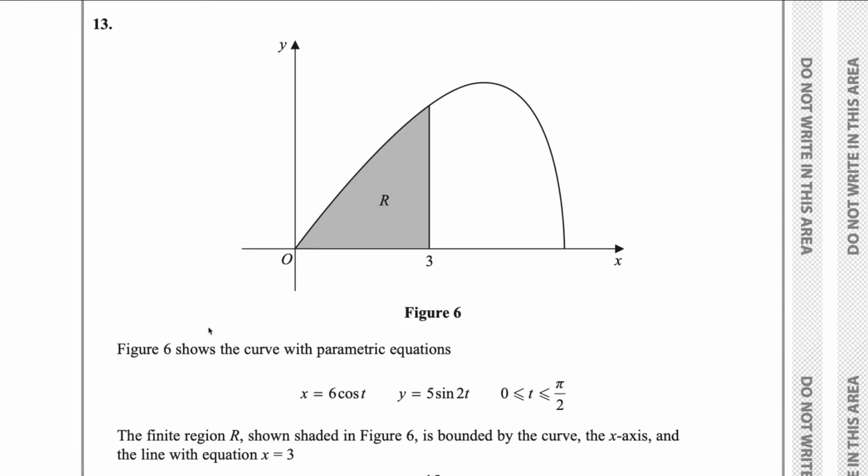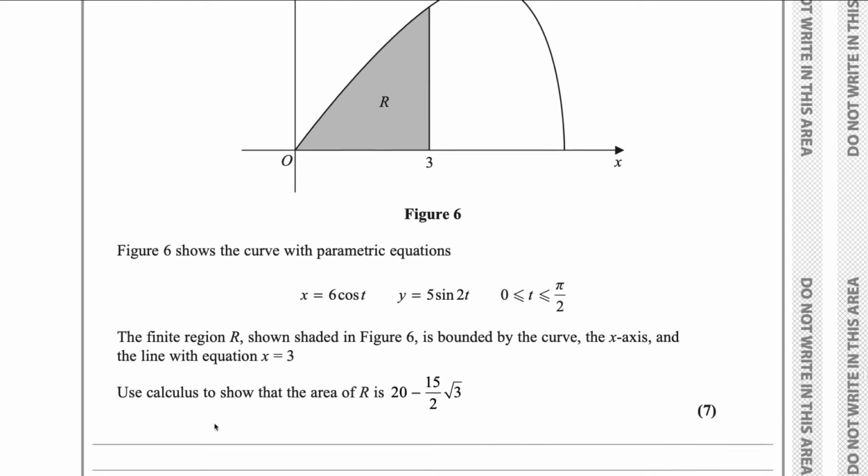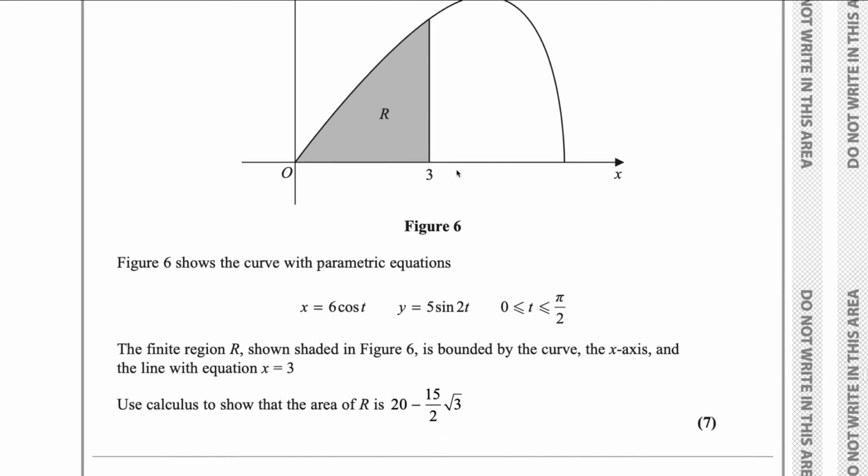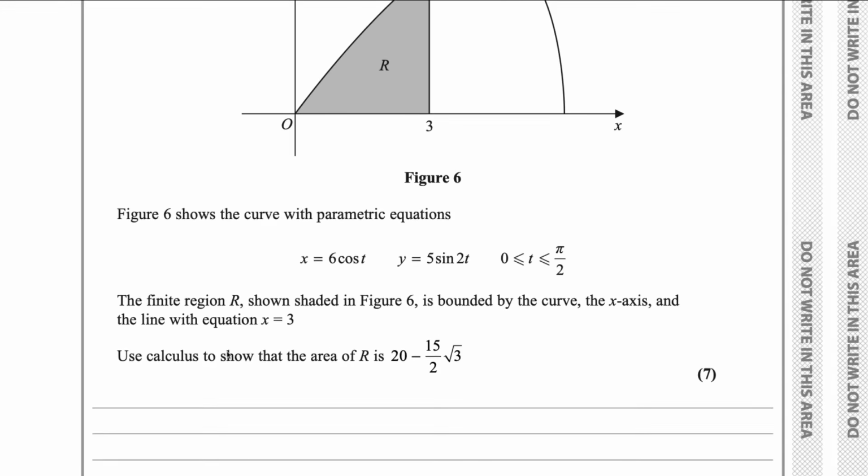Question 13 says, figure 6 shows the curve with parametric equations x equals 6 cosine t and y equals 5 sine 2t. The finite region R shown shaded in figure 6 is bounded by the curve, the x-axis, and the line with equation x equals 3. Use calculus to show that the area of R is 20 take 15 on 2 root 3.